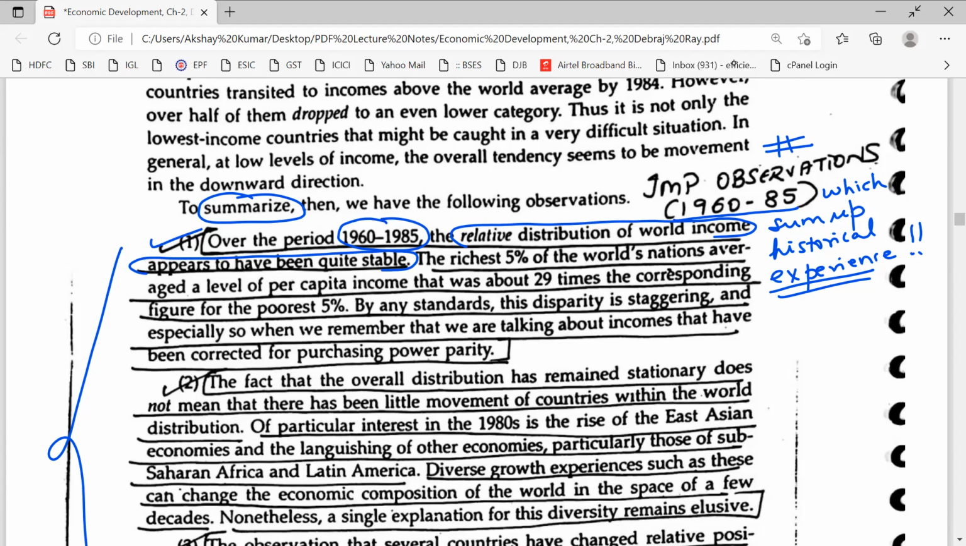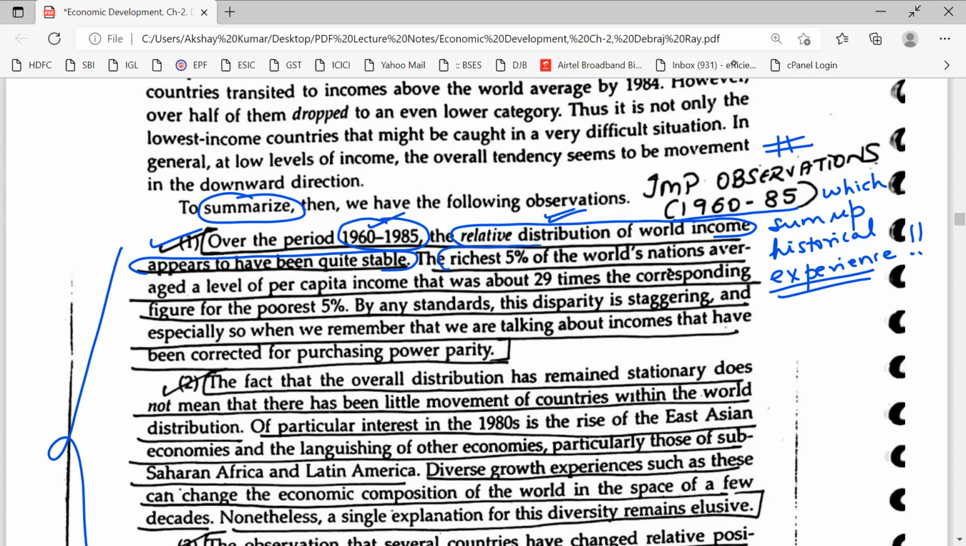That means that over the period 1960 to 1985, empirically, we have not witnessed inequality in the distribution of world income. The distribution has been quite stable. It has not been changing. Let me correct myself. I'm not talking about inequality. Actually, inequality is very high. The world appears to be polarized. What I'm trying to point out here is that there has not been much fluctuation in the distribution of world income over the period 1960 to 1985.